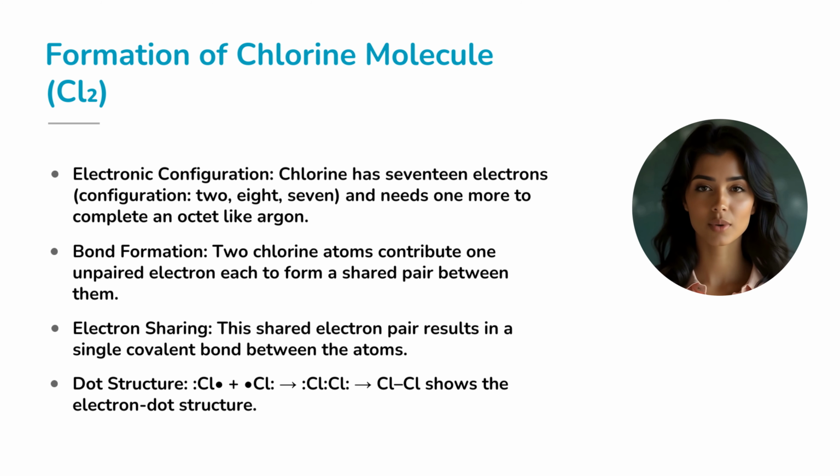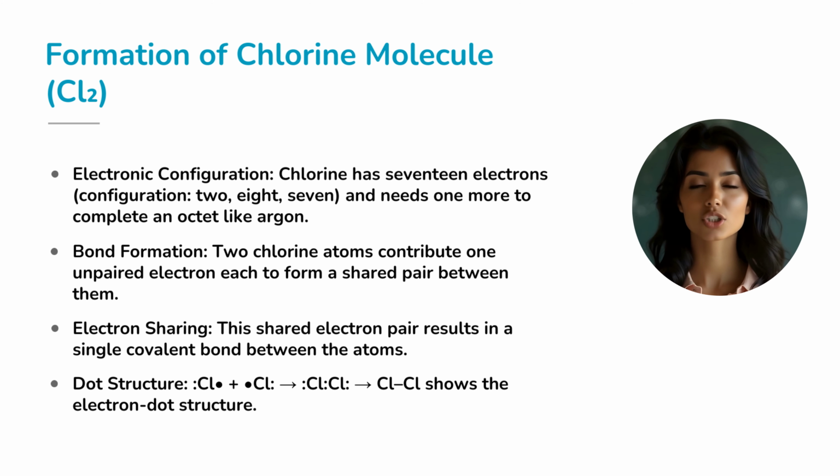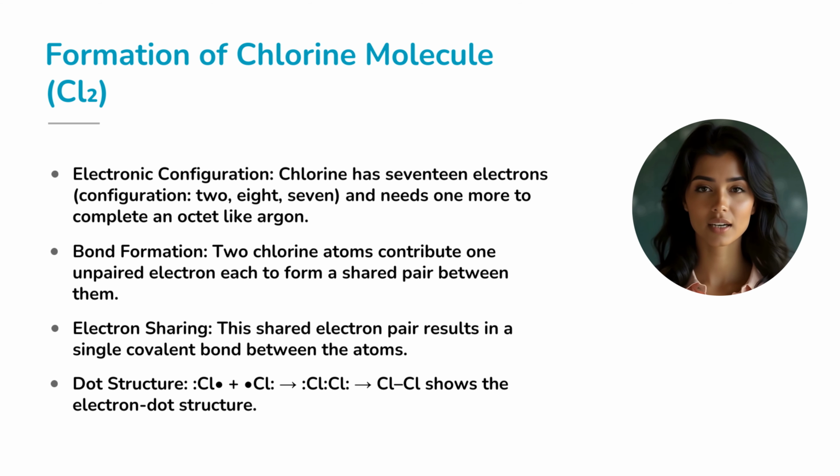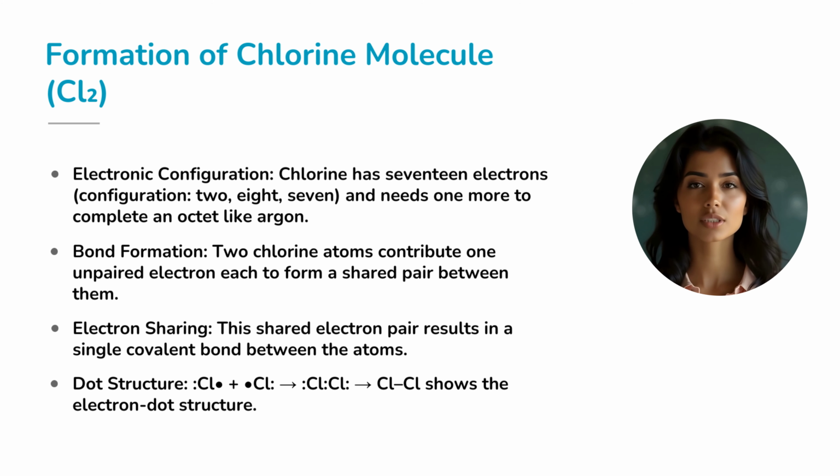Now, let's talk about chlorine, a heavier, more complex atom. A chlorine atom has 17 electrons with an electronic configuration of 2, 8, 7. That means it has 7 valence electrons and needs just one more to complete an octet, a stable outer shell with 8 electrons. So what happens when two chlorine atoms come near each other? Each shares one of its unpaired electrons, forming a single covalent bond.